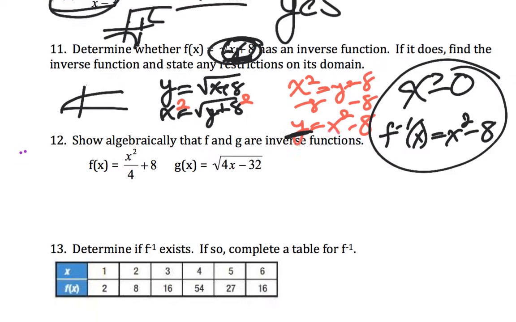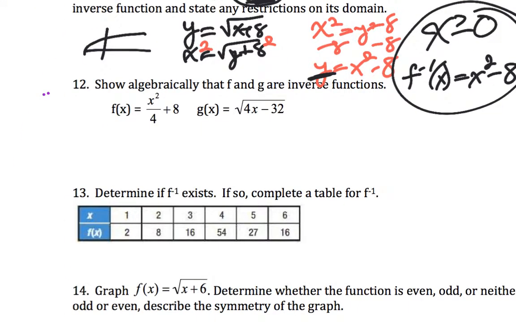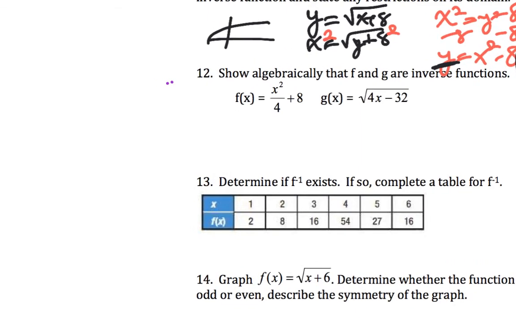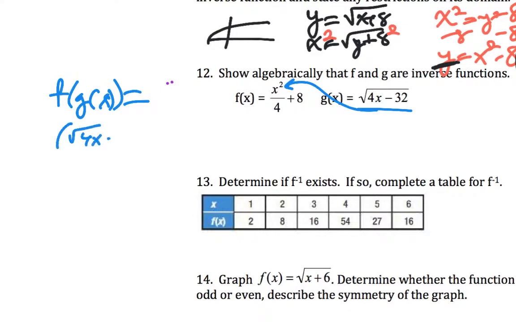All right, number 12. Show that f and g are inverses. So I need to find f of g of x, and if they're inverses, remember, it has to come out that the answer is equal to x. So let's do this. Let's find f of g of x. So I'm going to take the g and I'm going to plug it in. So this is going to be the square root of 4x minus 32, squared, all over 4, plus 8.